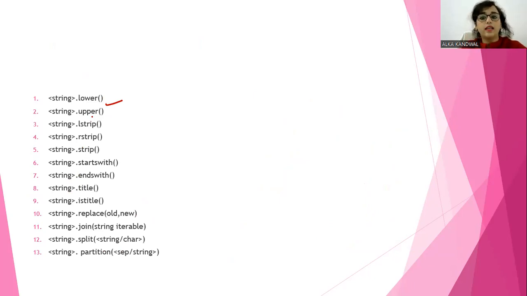लोअर क्या करेगा? अगर एक पर्टिकुलर स्ट्रिंग अपर केस में अगर मैंने लिखा स्ट्रिंग डॉट लोअर, इट विल कन्वर्ट ऑल द कैरेक्टर्स इनटू लोअर केस. और डॉट अपर क्या करेगा? लोअर केस को अपर केस में कन्वर्ट कर देगा. तो फॉर कन्वर्जन, so they will give you question that what is the function to convert the characters from uppercase to lowercase. So you will write dot lower.